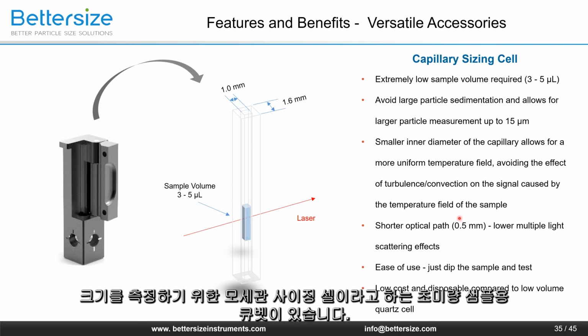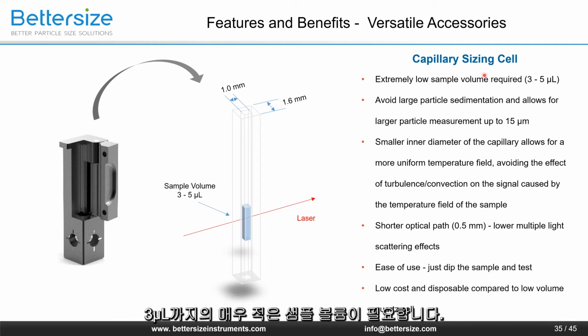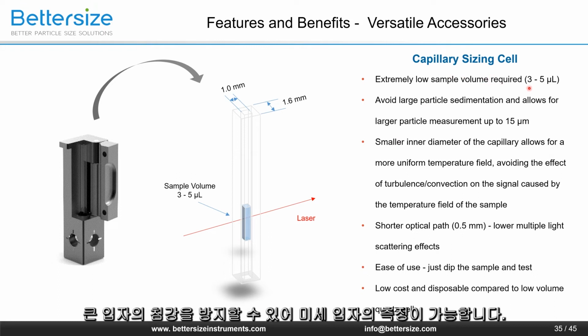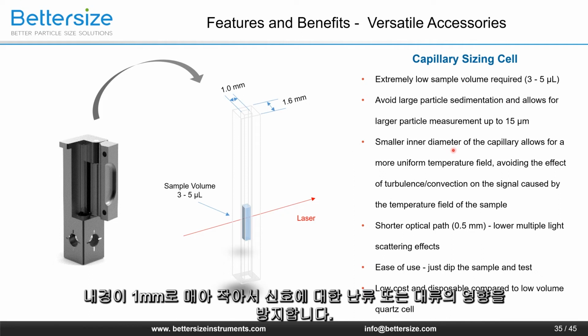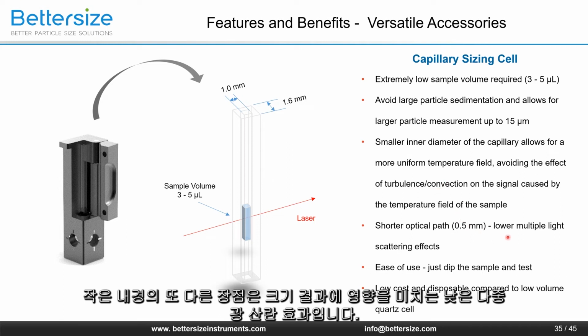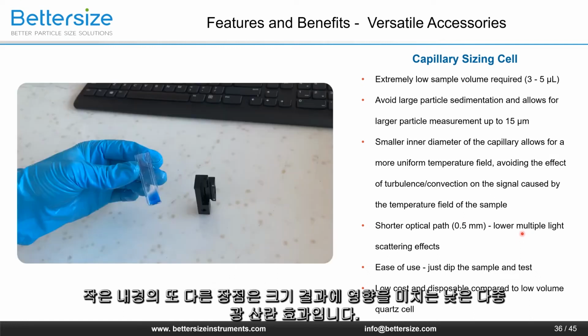For the size measurement of the BeNano, there's a cuvette designed for ultra-micro volume samples, called the capillary sizing cell. Extremely low sample volume, down to 3 microliters, is required. It can avoid large particle sedimentation, so microparticle measurement becomes possible. It has a very small inner diameter, which is 1 mm, to avoid the effect of turbulence or convection on the signals. Another benefit of a small inner diameter is the low multiple light scattering effect that affects the size result.